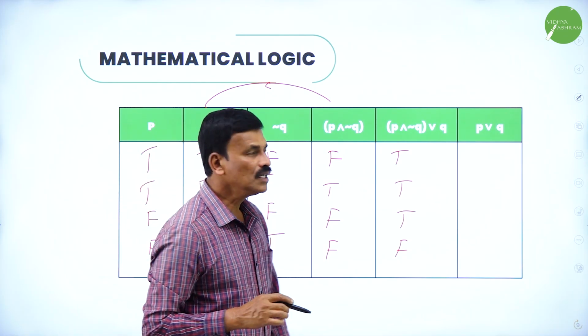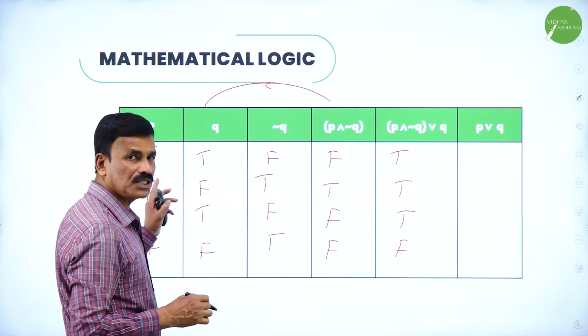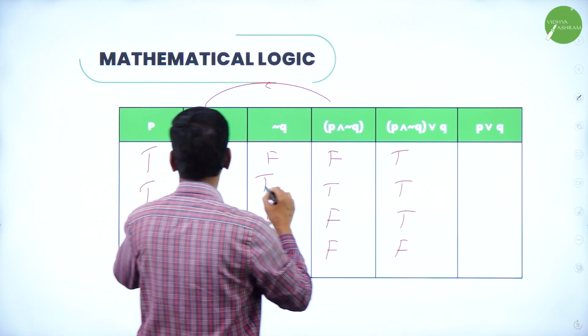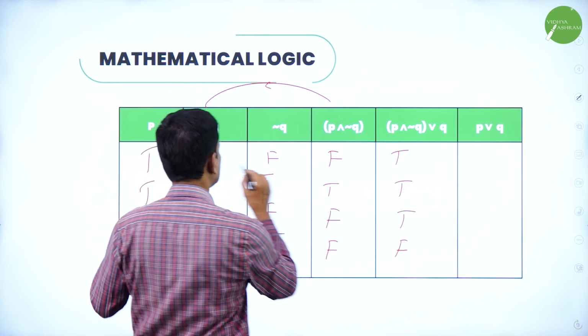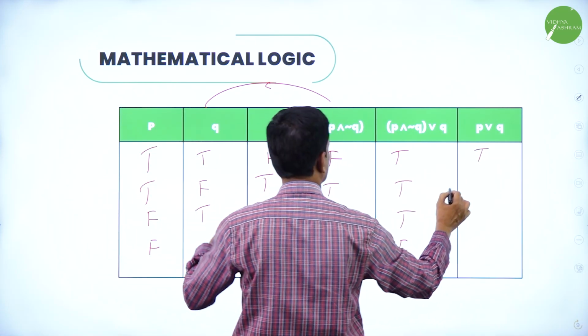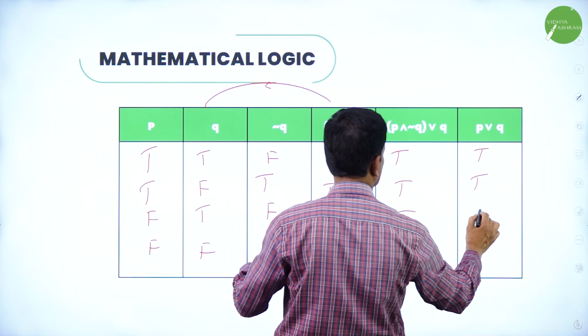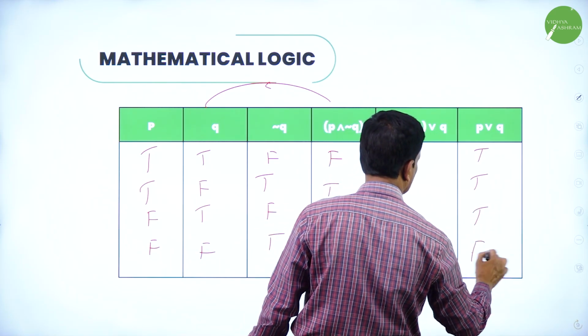Now write down the disjunction for P and Q. For disjunction, false and false is false, in all other cases it is true. So true and true is true, true and false is also true, false and true is also true, false and false is false.